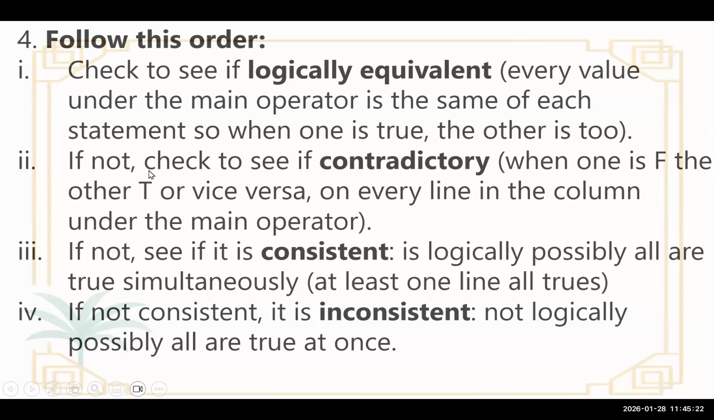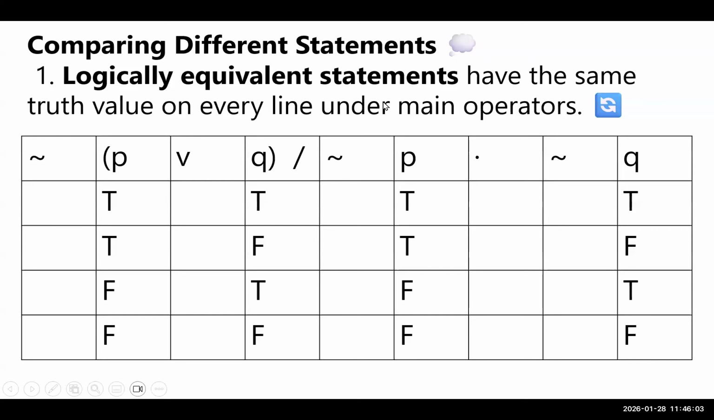If it's not logically equivalent, and again, you have to do this all the way down the column to the very bottom row, check to see if it's contradictory. When one is true, is the other false, and vice versa, all the way down? If not, see if it's consistent. This means that on at least one line of the truth table, one row, you have them both true. So can they both be true at the very same time? And finally, if it's not consistent, it'll be inconsistent. It's not logically possible for them to all be true at the same time. So here we go. Let's practice.